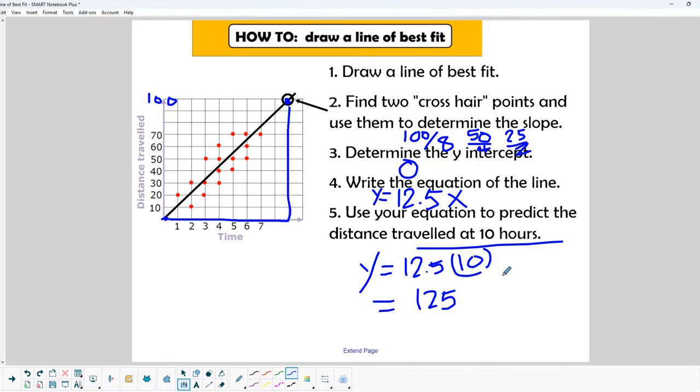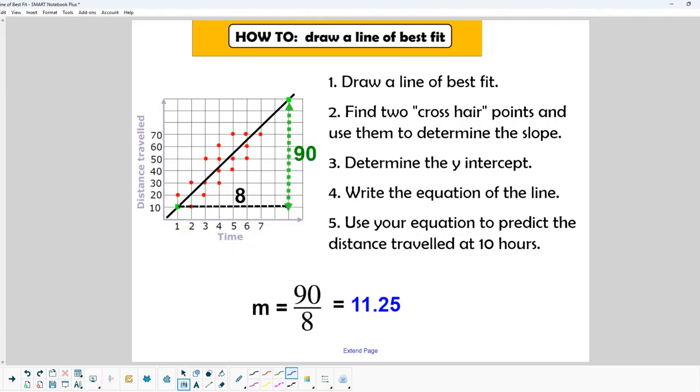So in 10 hours, or 10 units of time, we would expect to go 125 miles. Well, that's pretty good, huh? Okay. How about in this case?